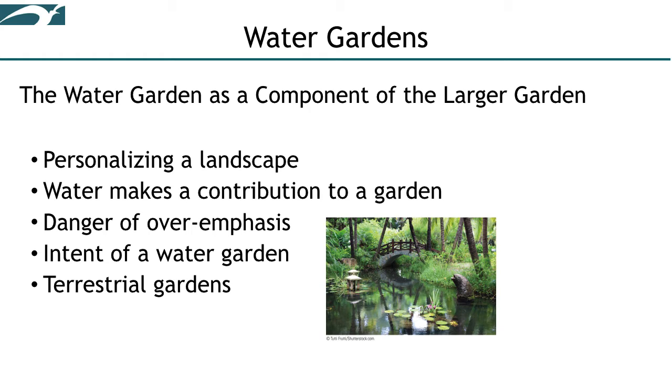Water gardens. The water garden as a component of the larger garden. This is where you can personalize your landscape. You can make a contribution to the garden by adding water to it. You want to make sure that it is placed in such a way that it is not dangerous. You want to give your water garden a terrestrial feel, peaceful, where you intend for your water garden to come alive and speak into your landscape, who you are.